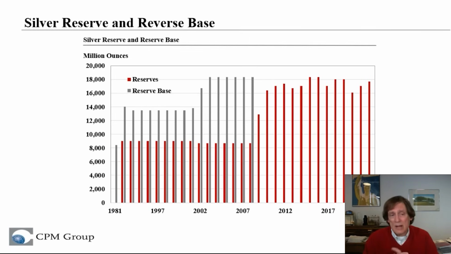The world's not running out of mineable silver. Silver reserves and the reserve base are much higher than they have been in the past, and we have mined much more silver than existed in reserves when we had only 8 billion ounces of reserves. We've mined billions of ounces, like 20, 30 billion ounces since that time, and we have more reserves now.